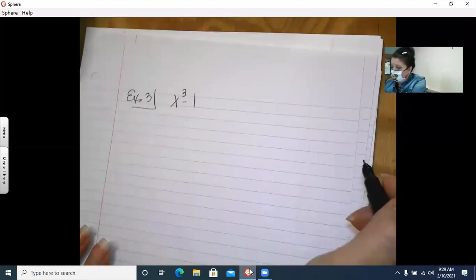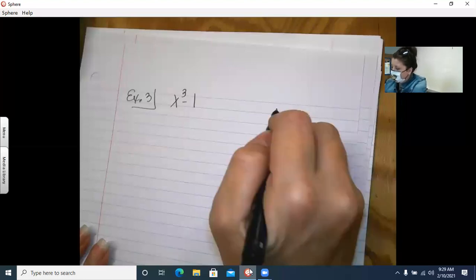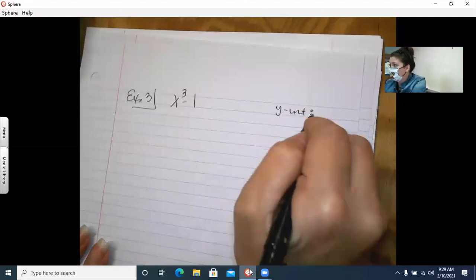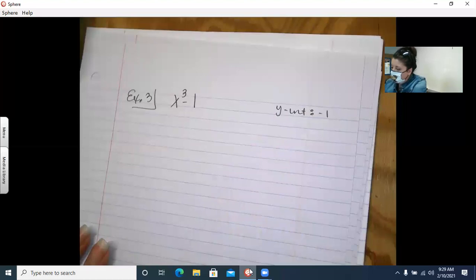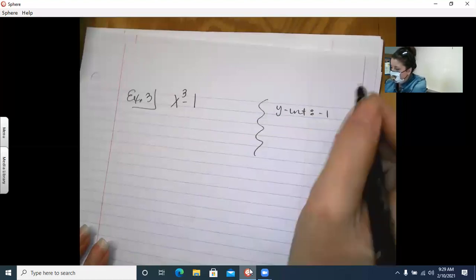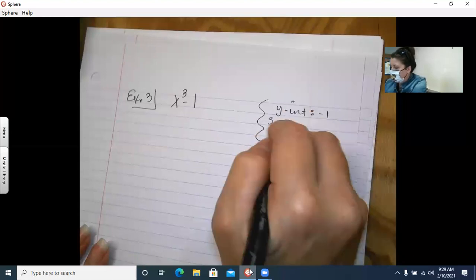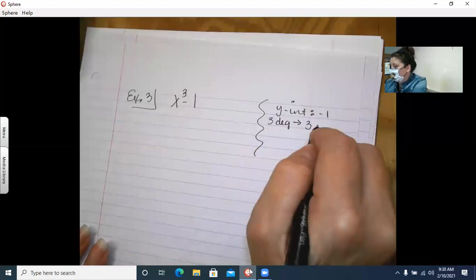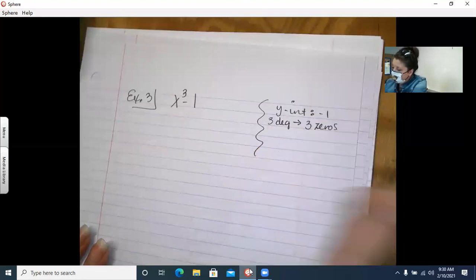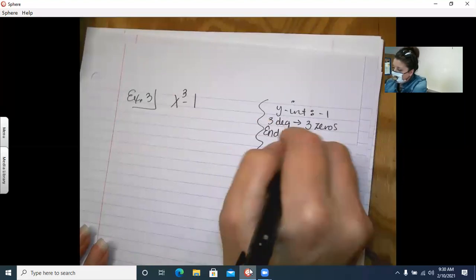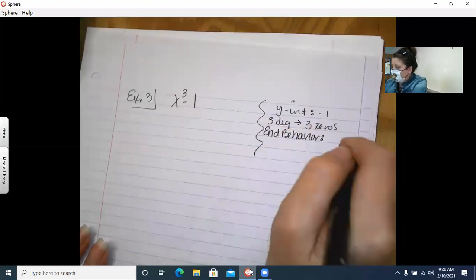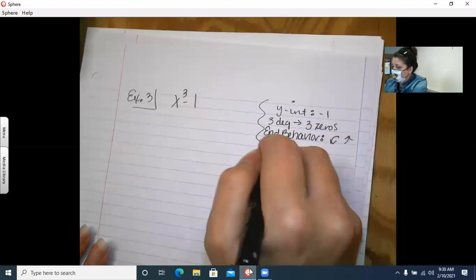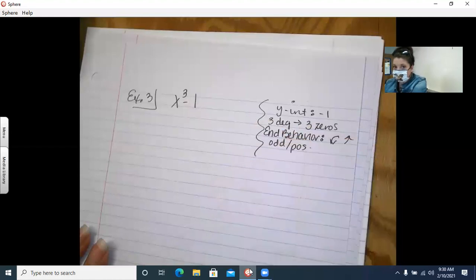Okay, first of all, what's my y-intercept here? -1. We can put that on a graph. That's pretty easy, right? How many degrees do we have? 3 degrees means we're going to have how many solutions or roots or zeros or x-intercepts? 3. What is my end behavior? Down and up. It's odd and positive, right? Is there anything else I can tell about the graph just by looking at the problem?